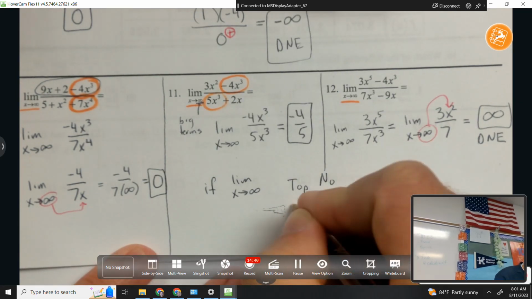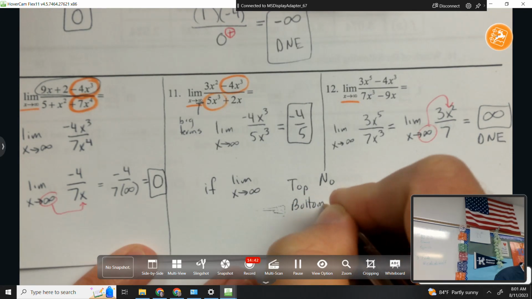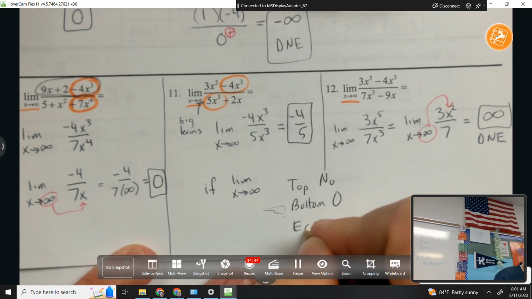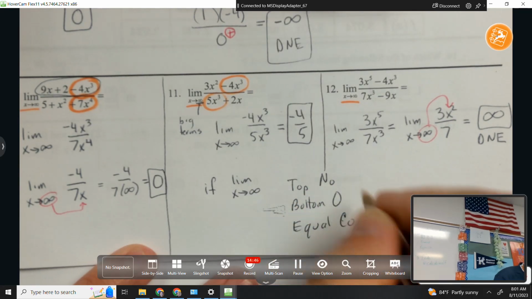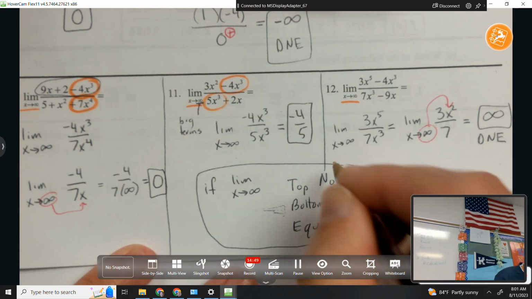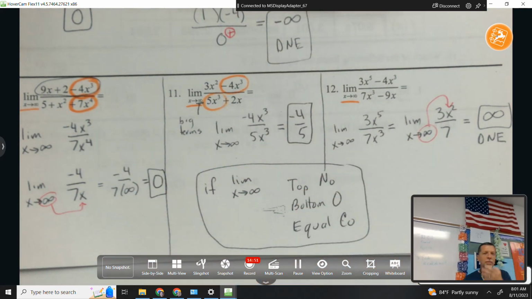Top no, bottom O, equal co. Top no, bottom O, equal co. Now, can you interpret what the heck that means? We're talking about which is bigger? Which power is bigger?